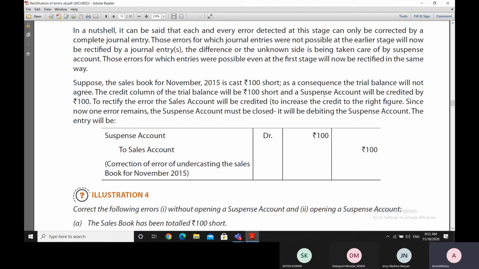And therefore we need to make a suspense account because the credit column is short, and therefore we need to make an additional credit of 100 rupees in the suspense account. So we credit the suspense account in this case. Now, why are we crediting the suspense account? To accommodate the short amount of rupees 100 in the credit side of the trial balance.